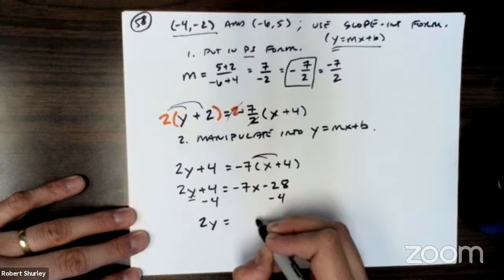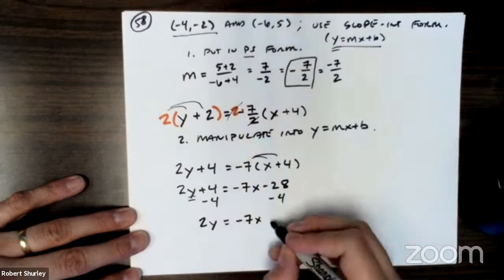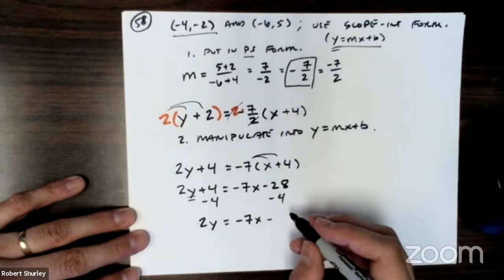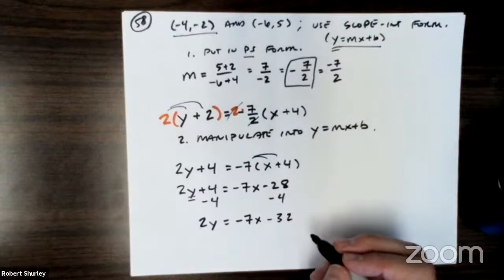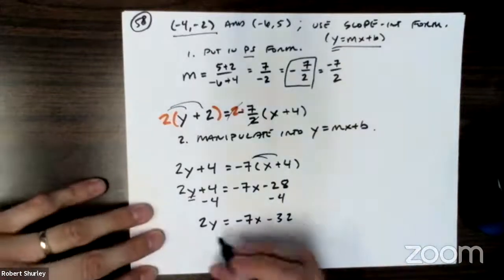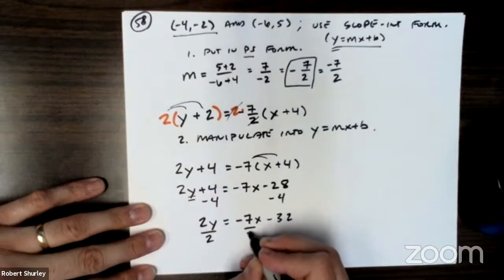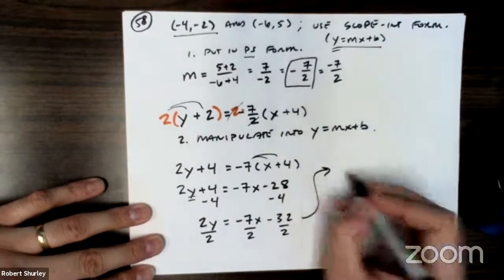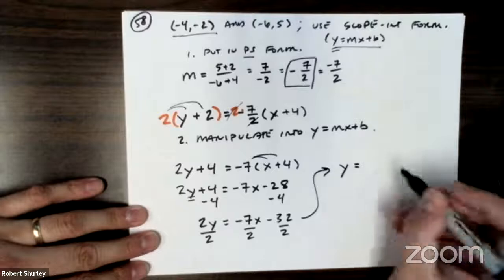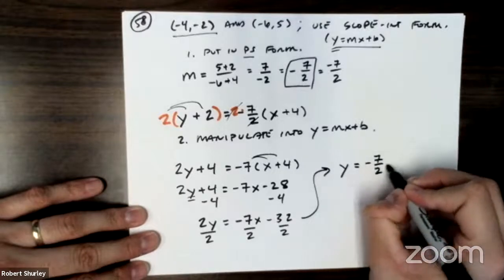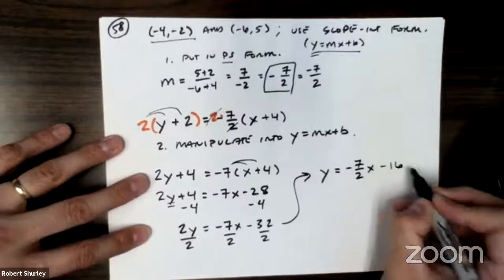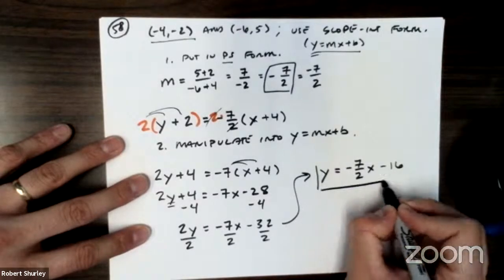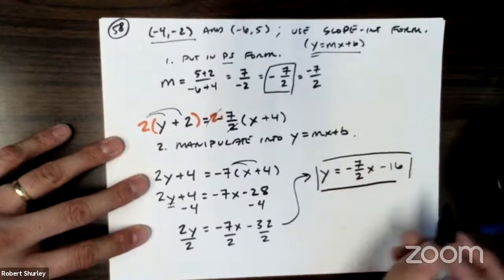So 2y equals negative 7x minus 32, right? Minus 32. Yep. And then I'm going to divide 2 by everything. So I get y equals negative 7 halves x, right? Negative 7 halves, minus 16.